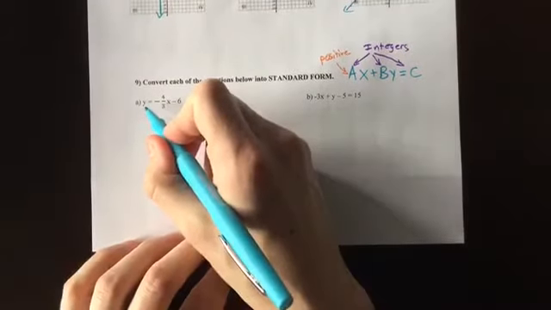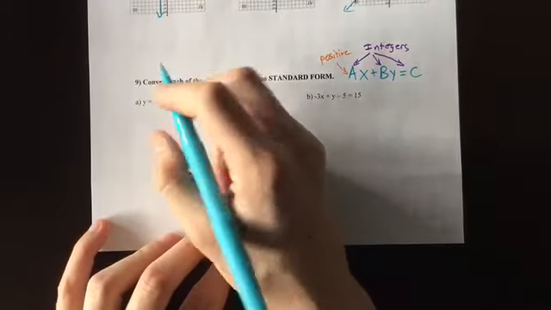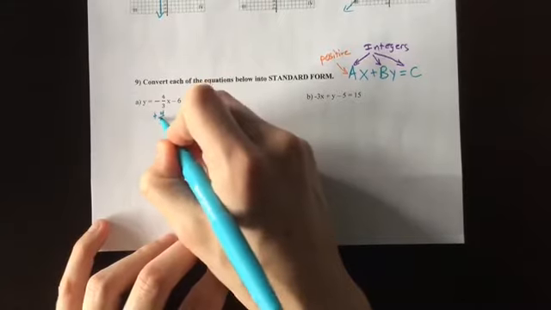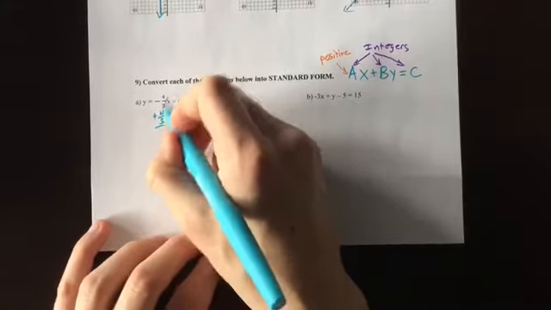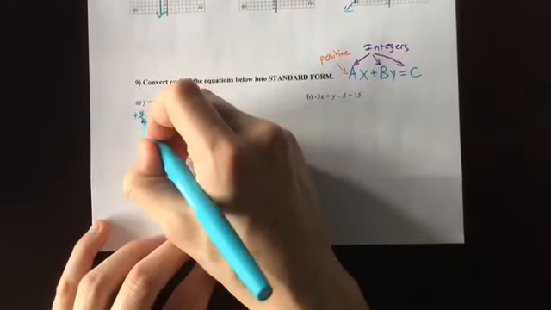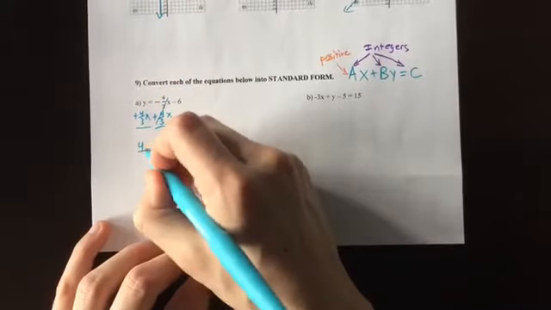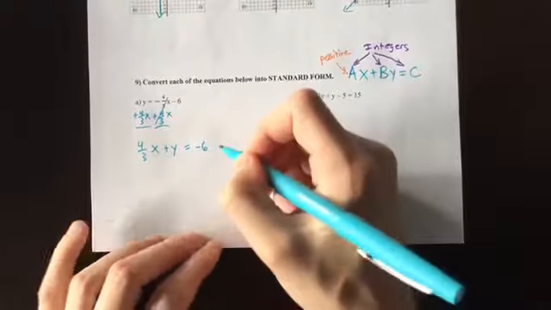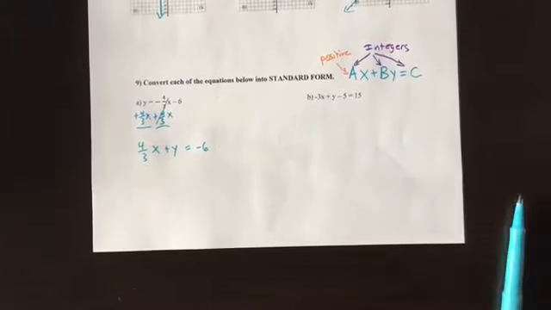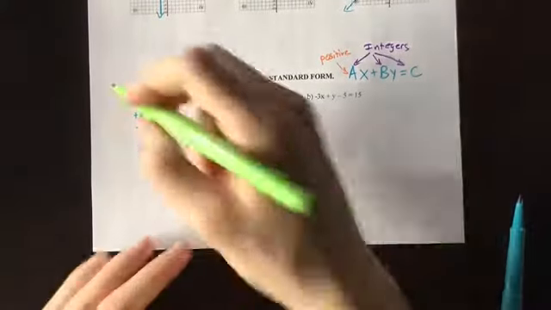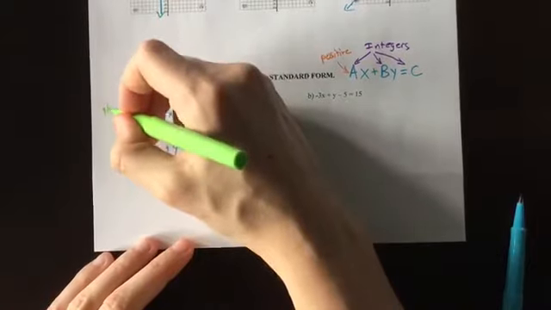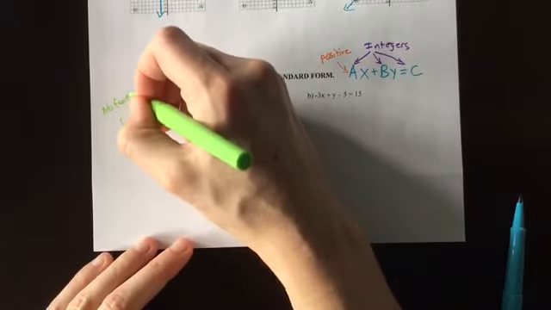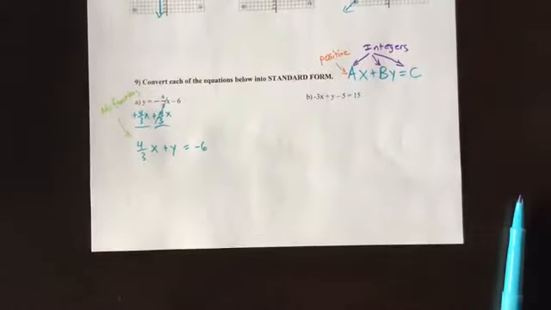So let's start with y equals negative 4/3 x minus 6. First step, we're going to add 4/3 x to both sides. So that'll make it 4/3 x plus y equals negative 6. Now that's not in proper standard form. Can't have fractions. No fractions. That's the issue. We can't have that fraction there.